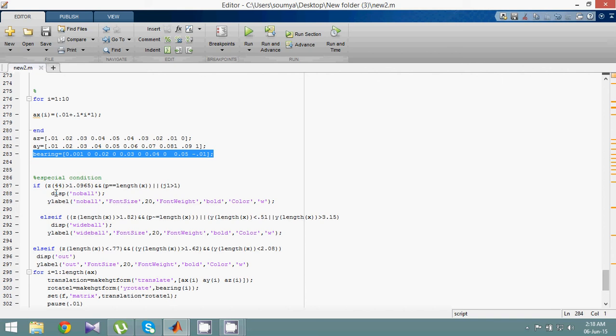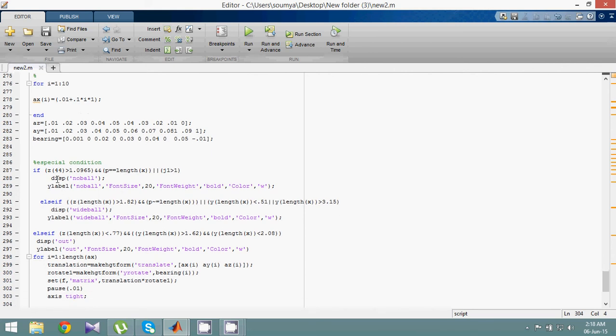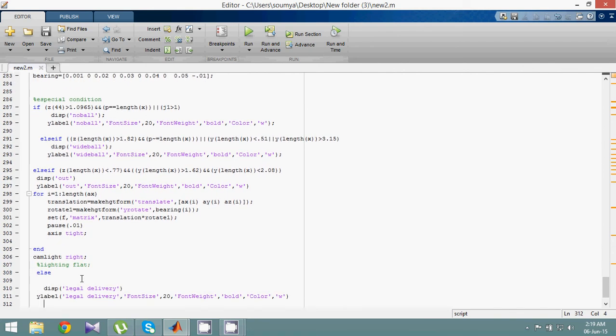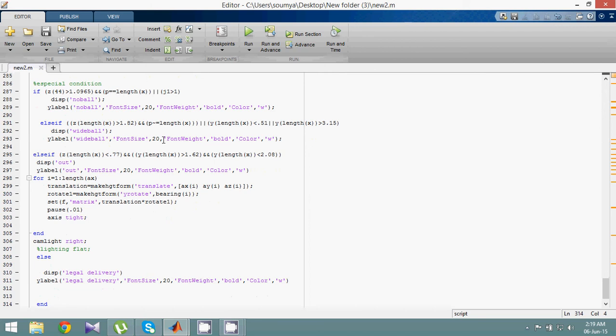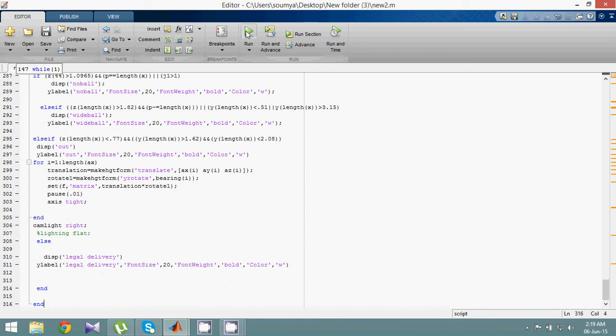And these are the special conditions for no ball, wide ball, or if the ball hits the stumps and it's going to show out. Here I use display no ball. So when this condition is fulfilled, then the legend is going to show no ball, and when this condition is fulfilled, it's going to show wide ball, or if the ball hits the stumps, it's going to show out. This kind of thing actually happens here. And when these other three things don't happen, then it's going to show legal delivery, right? That's basically the code, and then I'm going to simulate this.